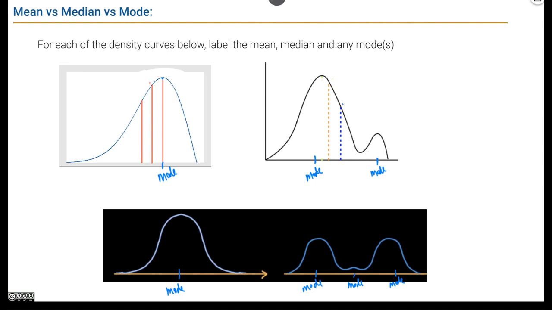Now let's look at medians. So median, again, I'm looking for the line here that's going to divide the area exactly in half, on the left and the right. And so this is going to be my median here. This one's going to be the median here. The median's exactly the same in both here. And the median's equal to this middle mode right here because of the symmetry.